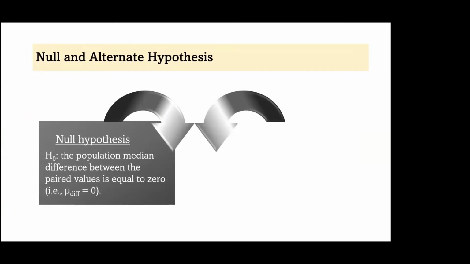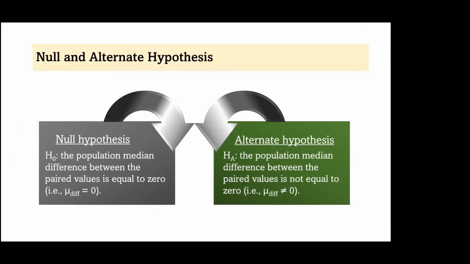So the null hypothesis is the population median difference between the paired values is equal to 0. And the alternate hypothesis is the population median difference between the paired values is not equal to 0.